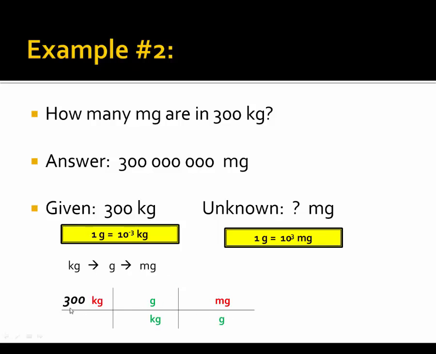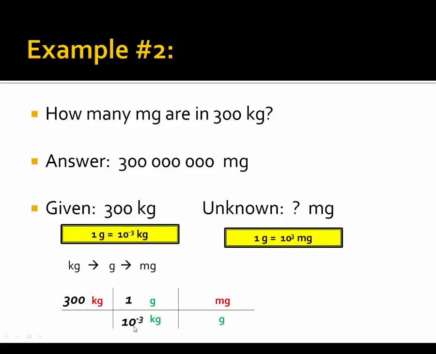So let's write what we're given, 300 kilograms. And our larger unit here is kilograms or grams. Think about that. No, just kidding. It's kilograms, right? Oh, whoops. We're going the wrong way then. Oh, I see. Okay, so I'm using this conversion factor here, right?